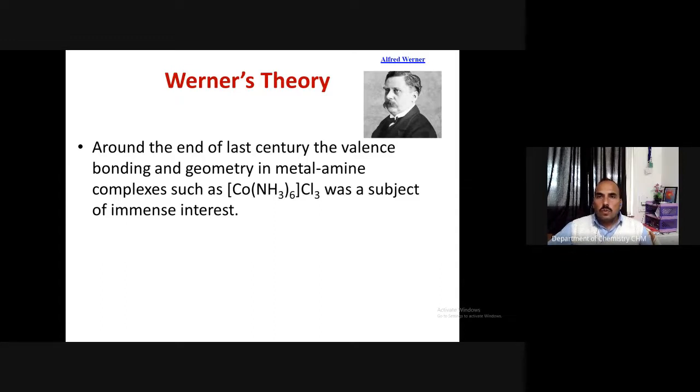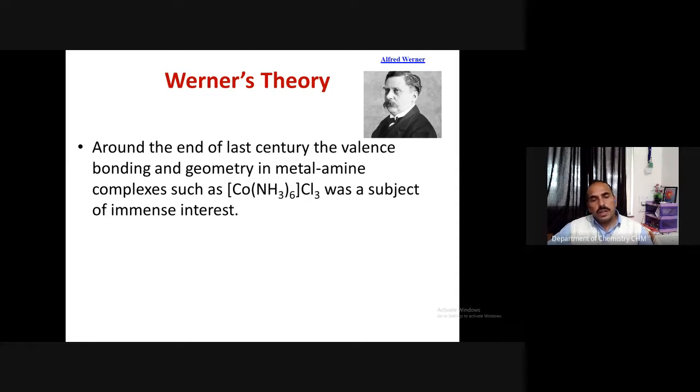In the Werner theory, right? All of you are familiar with Alfred Werner. This is what is taught to us in 10 plus 2, right? Because around the end of the last to last century, the valence bonding and geometry in metal ammine complexes, especially such as cobalt hexammine, was a subject of immense interest. Because in these complexes, various isomers were being formed, they were having different colors, and people did not know what they were. That's why the name complex also came, actually.